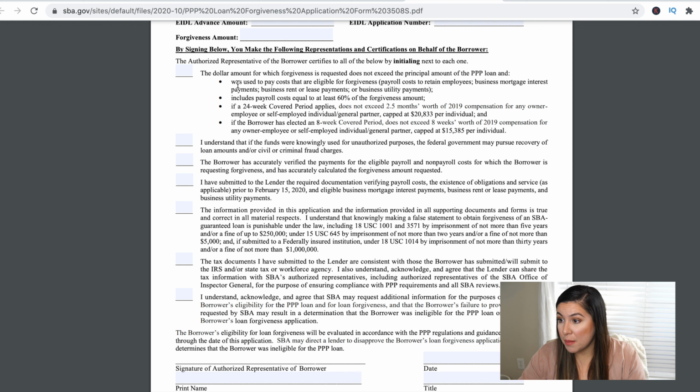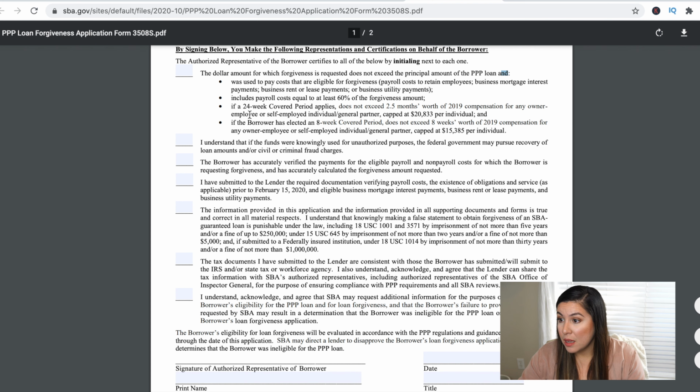So the dollar amount of which forgiveness is requested does not exceed your principal PPP loan and was used to pay for payroll costs that are eligible for forgiveness, business mortgage interest payments, business rent, or business utility payments, includes payroll costs equal to 60% of the forgiveness amount. If a 24-week covered period applies, it does not exceed 2.5 months worth of 2019 compensation for any owner, employee, or self-employed individual, capped at $20,000.